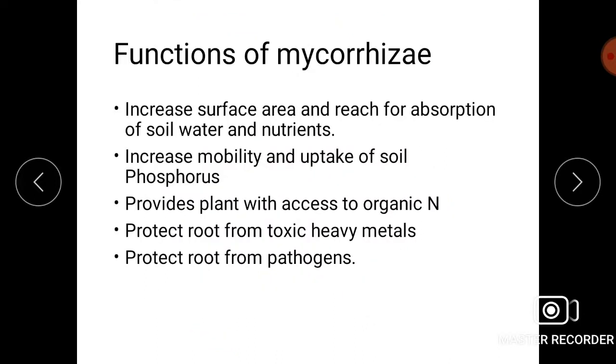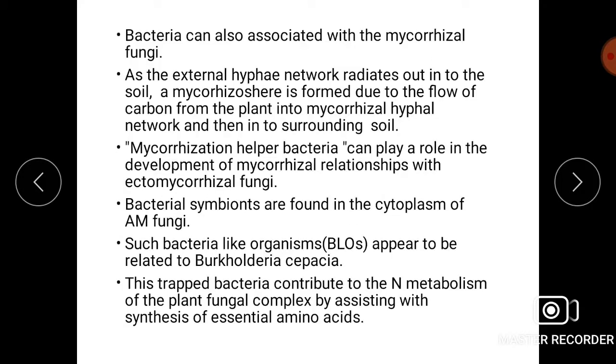And functions of mycorrhizae. Mycorrhizae increase surface area and reach for absorption of soil water and nutrients, increase the mobility and uptake of soil phosphorus, provide plants with access to organic nitrogen, protect roots from toxic heavy metals, and protect roots from pathogens.